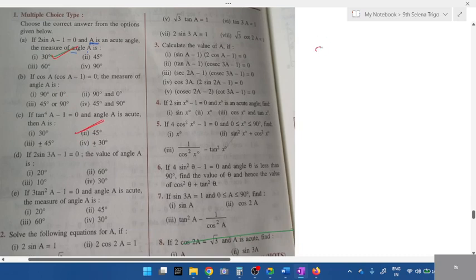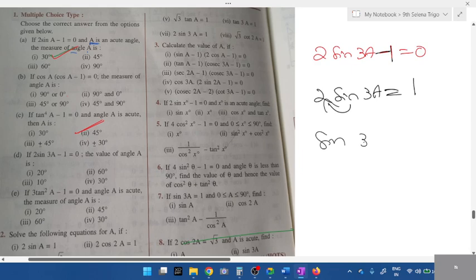Look at D, students. 2 sine 3a minus 1 is equal to 0. We need to find just sine a. Which number do you have to shift first? Always start with the minus 1, it becomes plus 1. Sine 3a you keep as it is. Before sine, what happens to 2? It gets divided by 2.